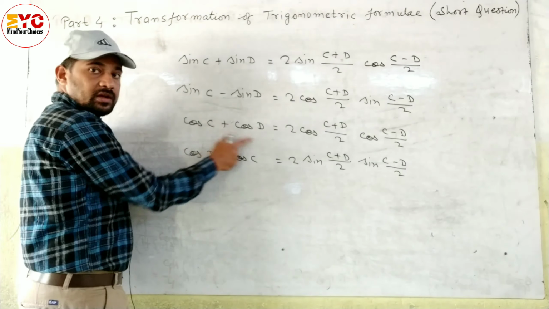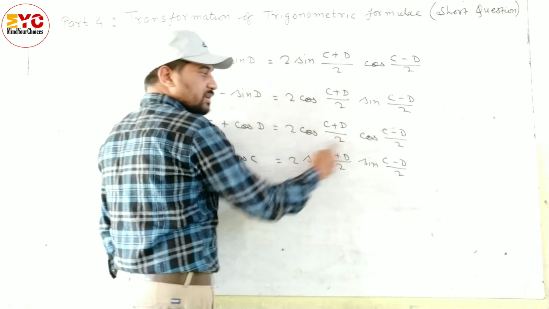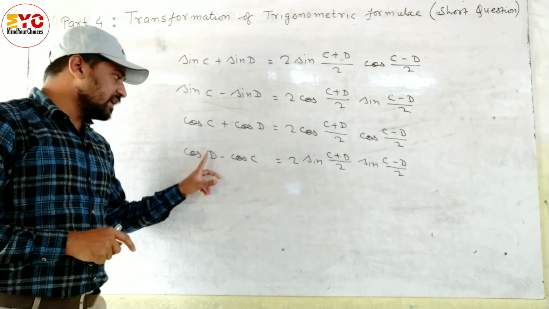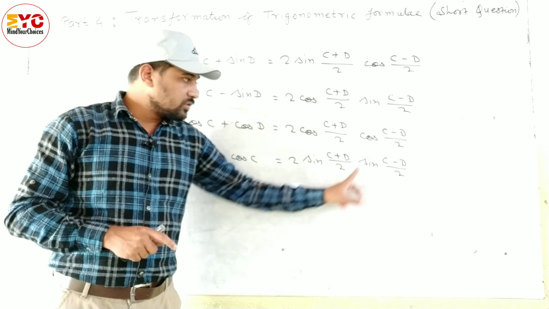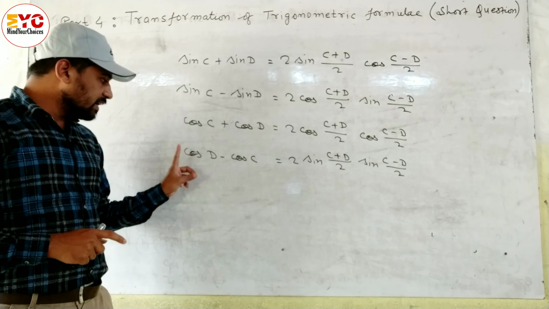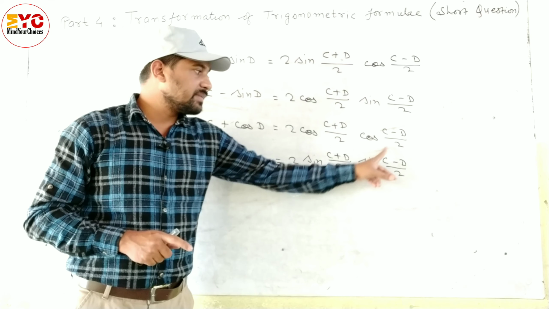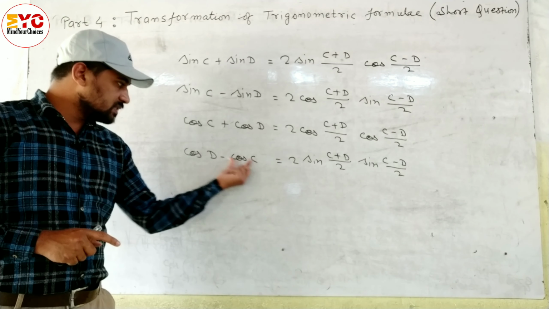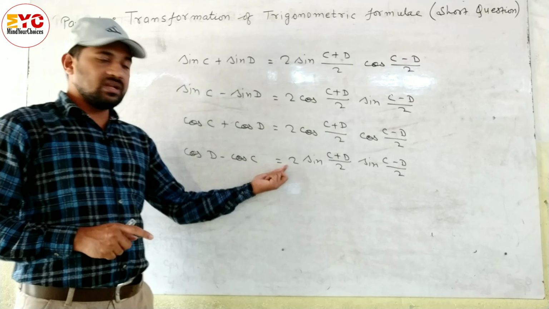If both cos C plus cos D plus, then you write both in the form of cos only: cos C plus D by 2, cos C minus D by 2. But I wrote here not cos C minus cos D, I wrote cos D minus C. If D minus C, then both sin: sin C plus D by 2, sin C minus D by 2. But when you write cos C minus cos D, then you have to write minus: minus 2 sin C plus D by 2 sin C minus D by 2. When you write cos C in front and cos D here, cos C minus cos D, then you have to write minus. But you can write cos D minus cos C, so this will be positive.